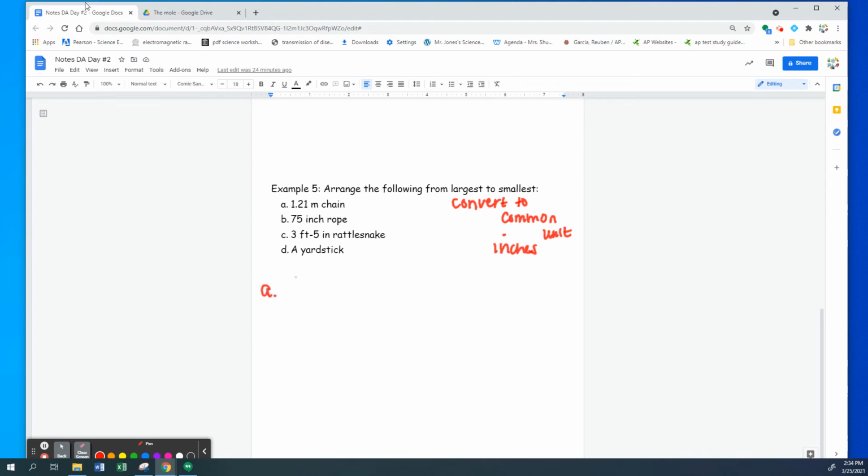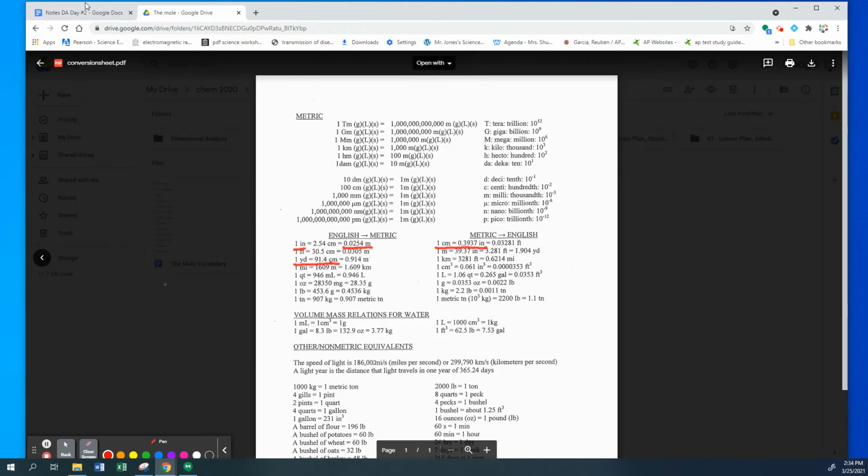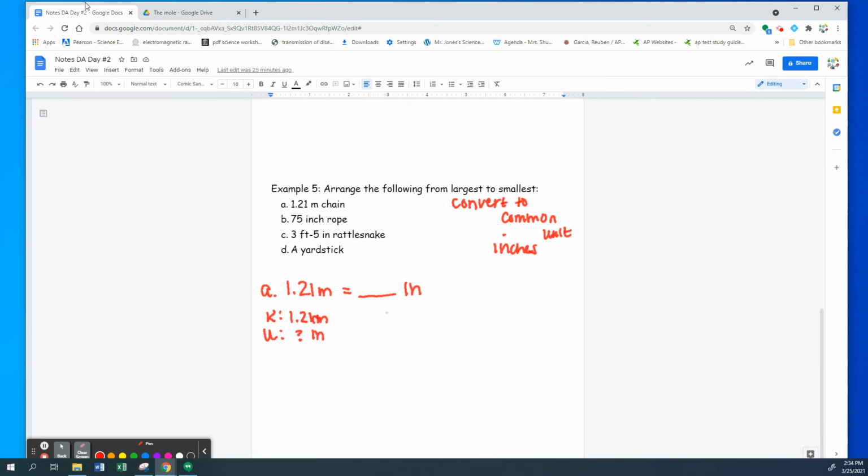So for letter A, we're going to go from 1.21 meters to blank inches. So my known, 1.21 meters. My unknown, question mark, inches. So I have inches, 1 inch equals 0.0254 meters.